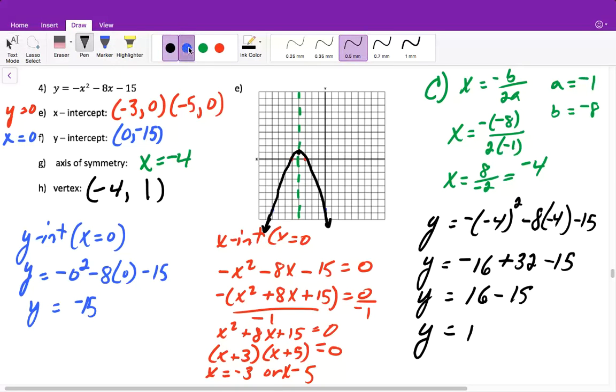All right, we had our y-intercept here at (0, -15). We had our x-intercepts at negative 5 and negative 3. And then we had our axis of symmetry and our vertex here at (-4, 1).